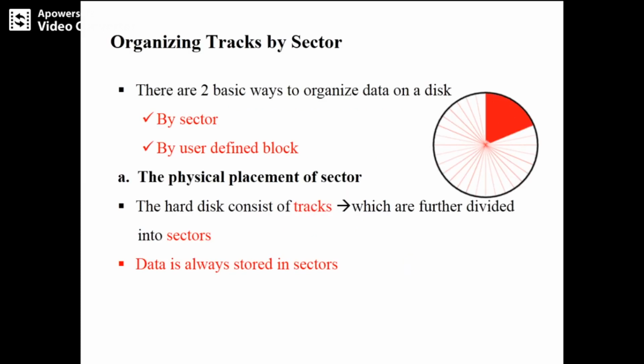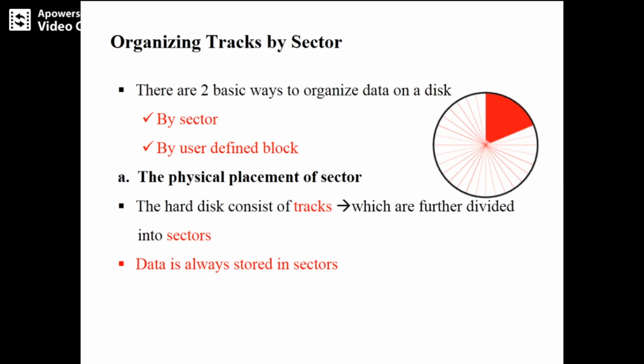Today let us go for organizing tracks by sectors in file structure concept. The data which is there in the disk can be organized in two ways: either by sector, or by user defined block. Let us go for the first one, that is physical placement of sector.